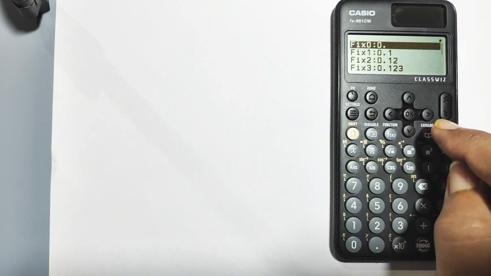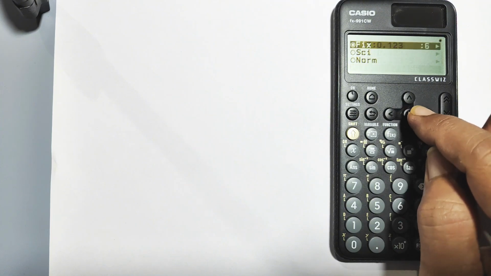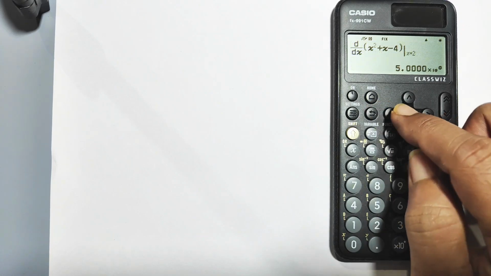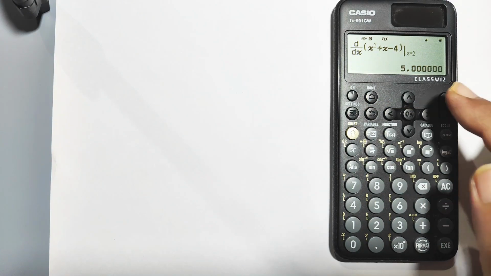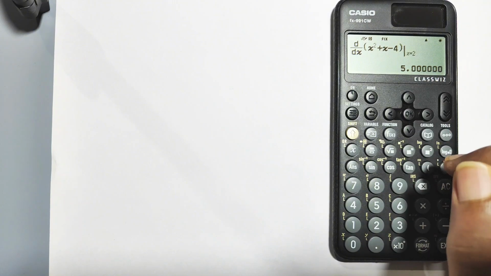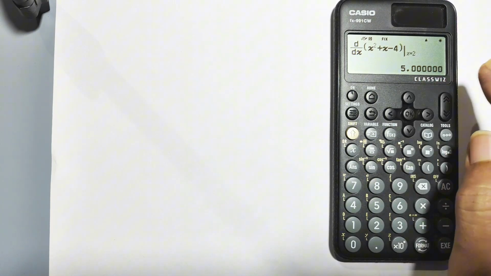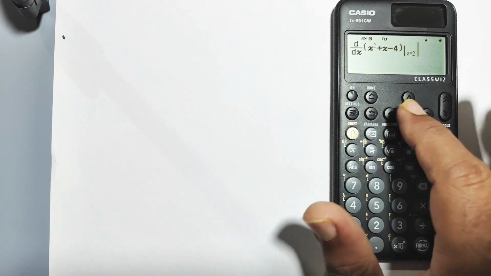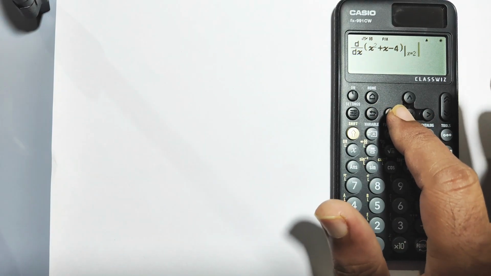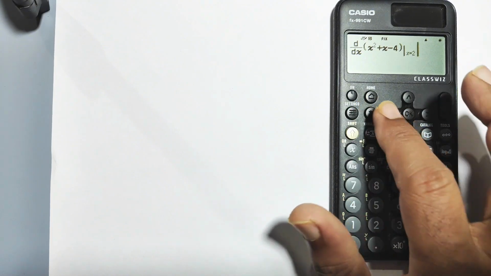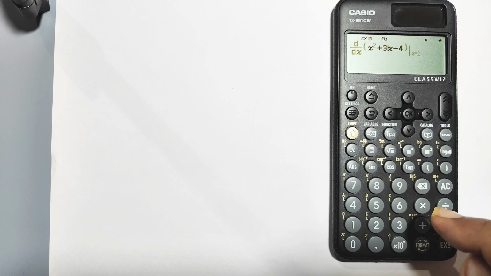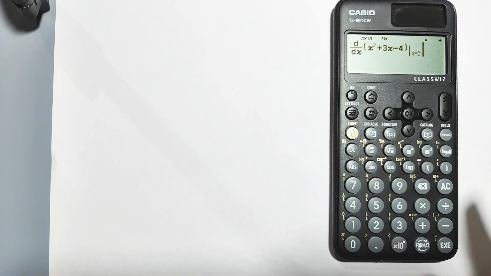In number format you can select 6 decimal places. Now if you press exe, it is showing in a fixed mode, right? Up to 6 decimal places, 5.000000. Now you go back and you can change the function here. Suppose you change it to 3x minus 4, and press execute, it shows 7 like that.